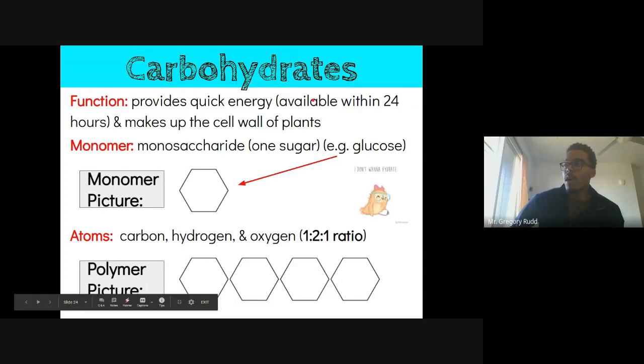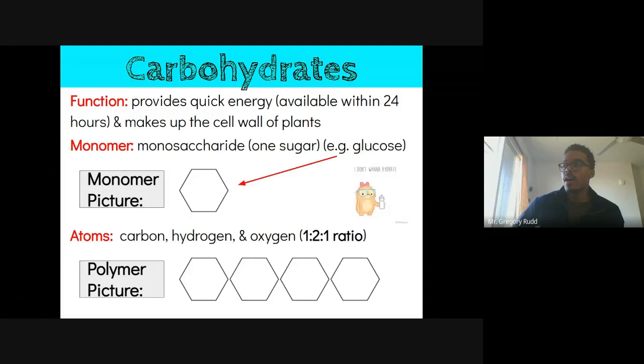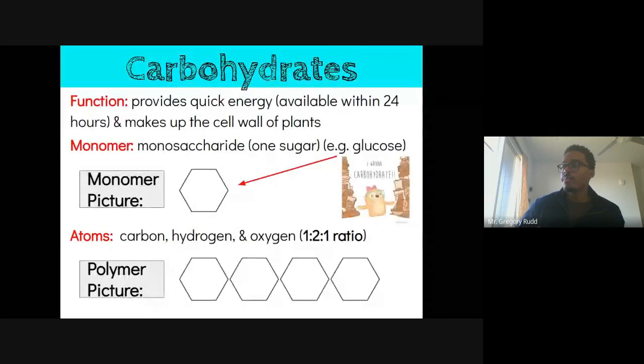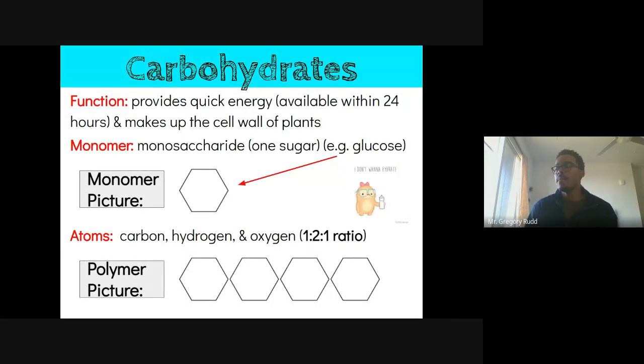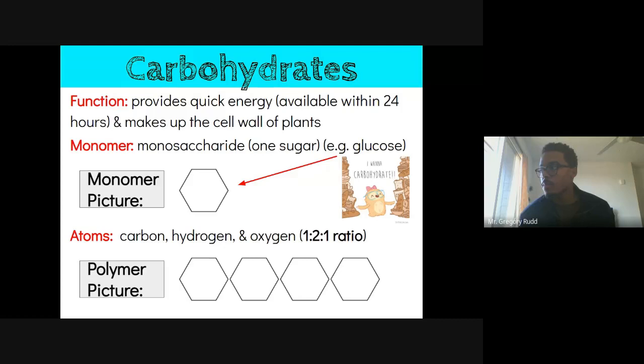The monomer that makes up a carbohydrate is called a monosaccharide. Again, mono means one, sacch means sugar, or sacar, like azúcar is sugar in Spanish. Saccharide is sugar in Latin, I believe. So one sugar. The most common monosaccharide is called glucose. And glucose is a 6-ring or a 6-carbon ring. So it's a hexagon shape.